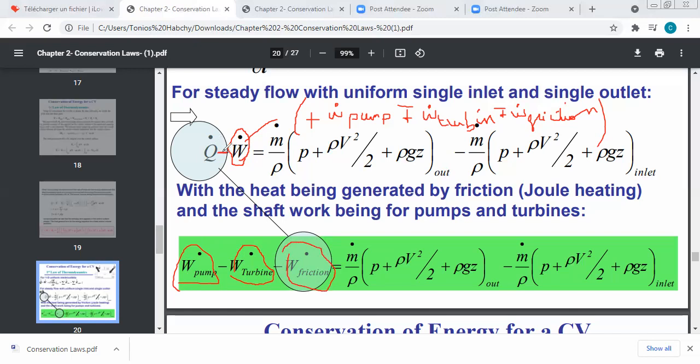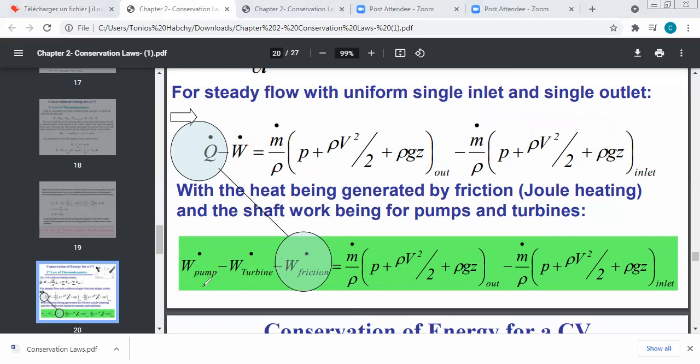Since we have, as we said, the minus here, we'll take it inside. And then we'll have plus W dot pump minus W dot turbine minus W dot friction equal to the flux of energy out minus the flux of energy in. And we can make sure that this is very physical. How can we do it?